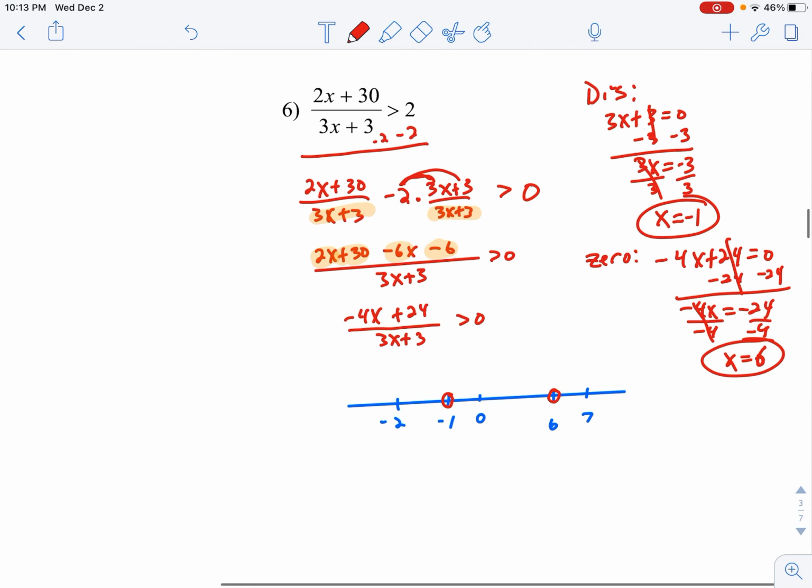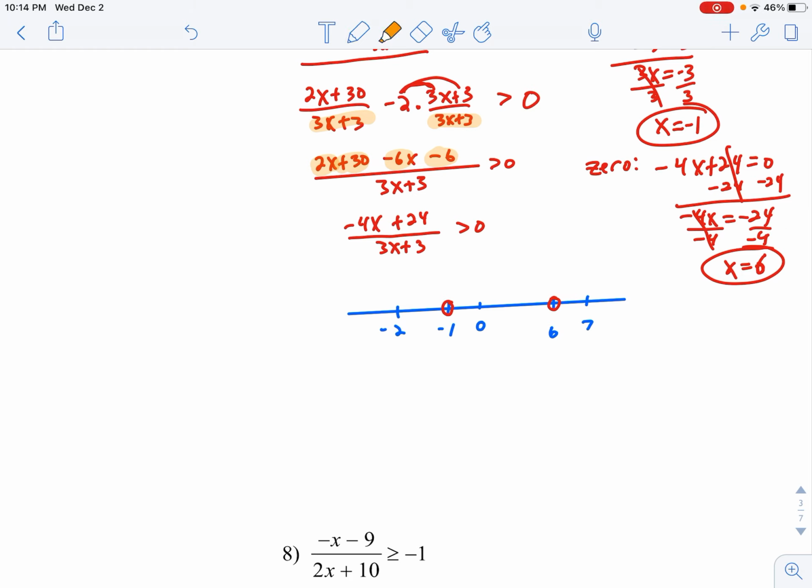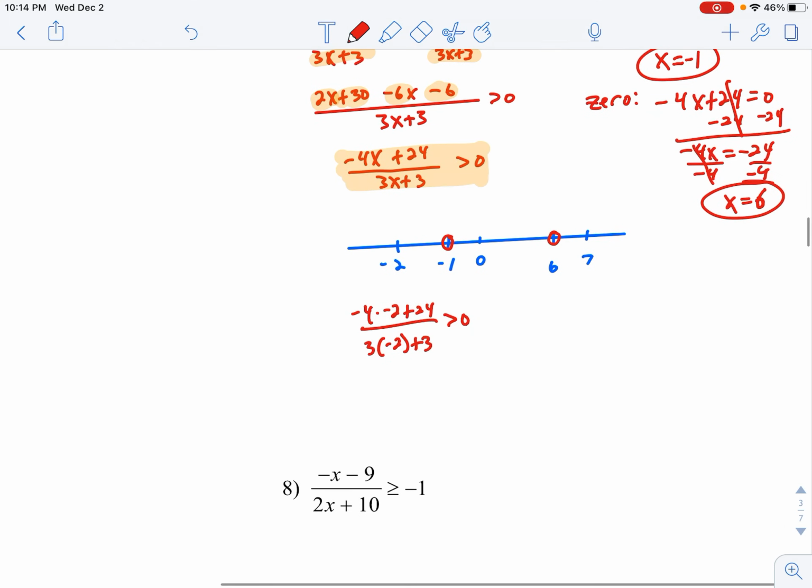All right, so let me plug these in and see what happens. If I plug negative 2, so what am I looking at? I'm looking right here. Negative 4 times negative 2 plus 24 over 3 times negative 2 plus 3. Is that greater than 0? So what is that? 8 plus 24 is 32. This is negative 6 plus 3 is negative 3. That is going to be a negative number greater than a 0. That cannot happen. So that's bad. We don't want that interval.